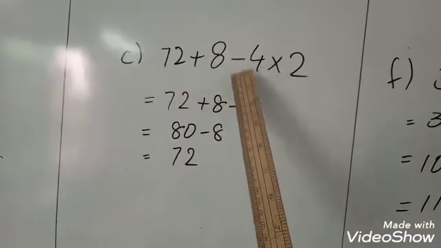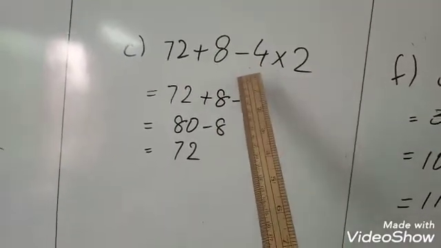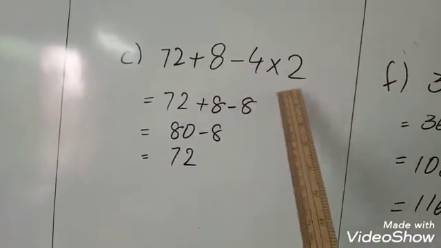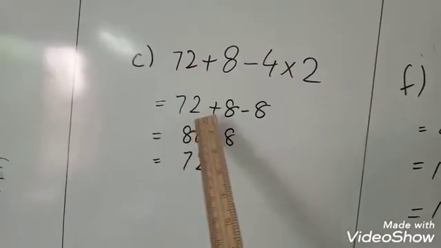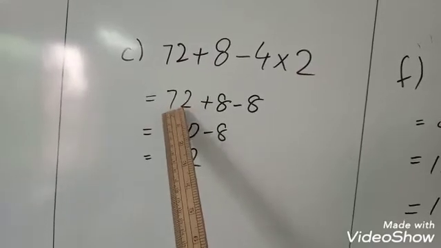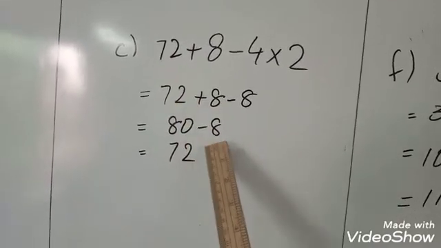72 plus 8 minus 4 multiply 2. First we solve 4 multiply 2, which is 8. Remaining values as it is. Now we add these two values. 72 plus 8 is 80. 80 minus 8 is 72.